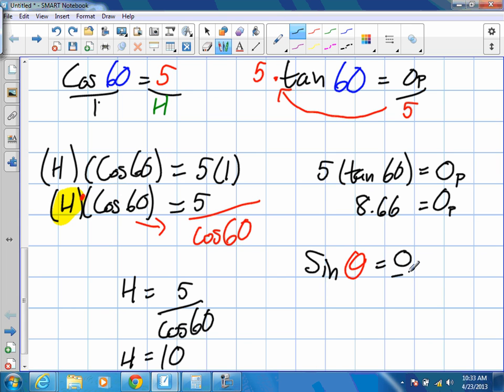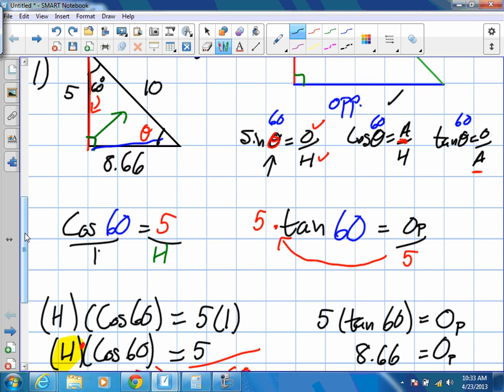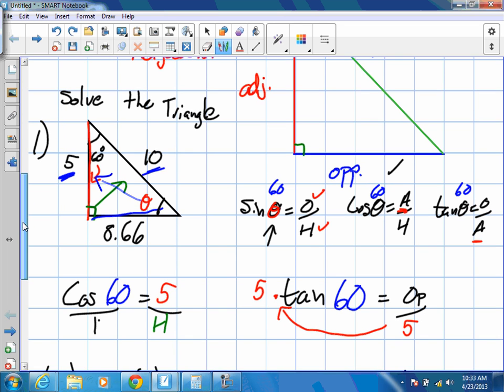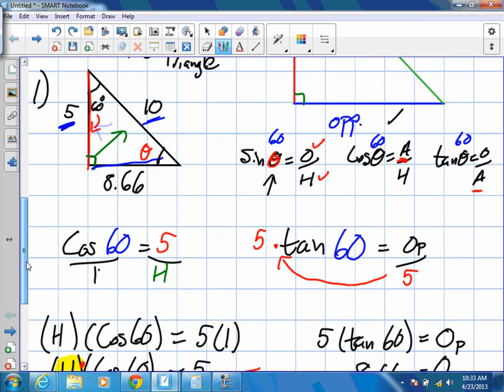Well, in this case, what is our opposite of the red angle? 5. It's actually 5, right? It completely depends on what angle we're talking about. So before this 60, that was the opposite. But now that we're talking about this angle, 8.66 is no longer the opposite side. It becomes the adjacent. So it's always in reference to what angle. So the new opposite of that angle is actually 5. And the hypotenuse is 10. The hypotenuse won't change, but your adjacent and your opposite will, depending on what angle we're talking about. So in this case, the opposite is 5.